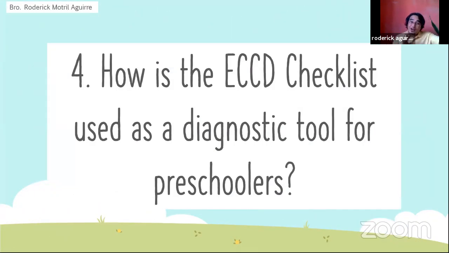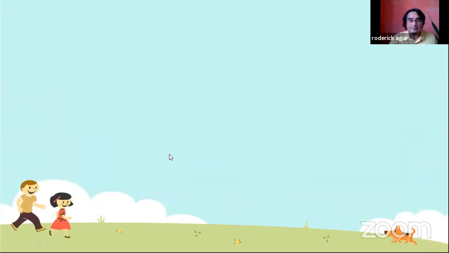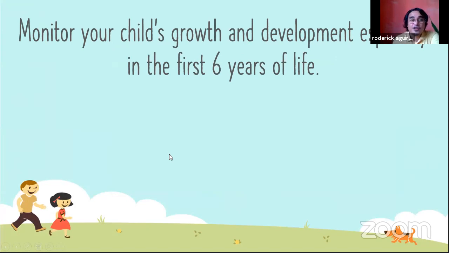All right. So we are now on the last question. So I think it's already 3:17, so I still have enough time to go. So the last question is, how is the ECCD checklist used as a diagnostic tool for preschoolers? Very simple. All right. Monitor your child's growth and development, especially the first 6 years.